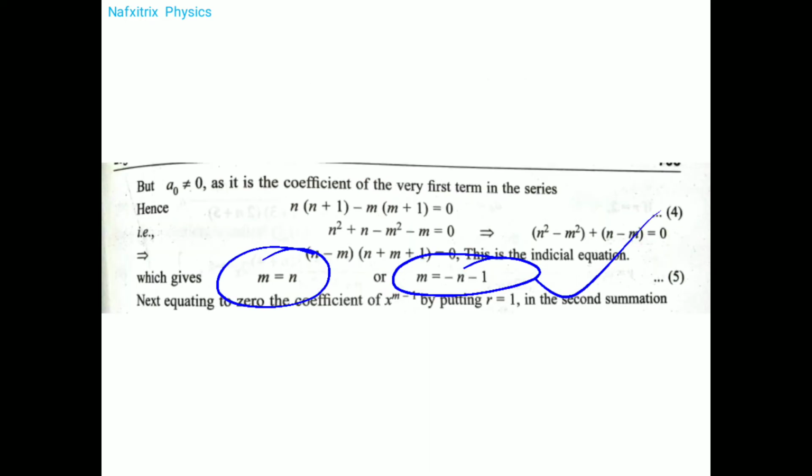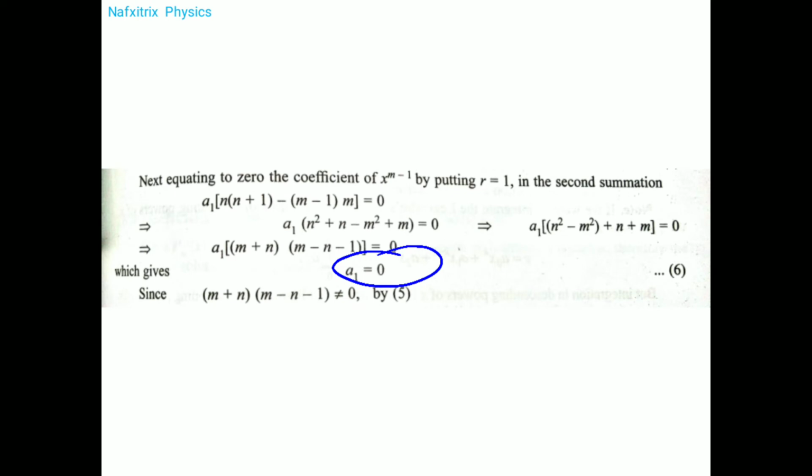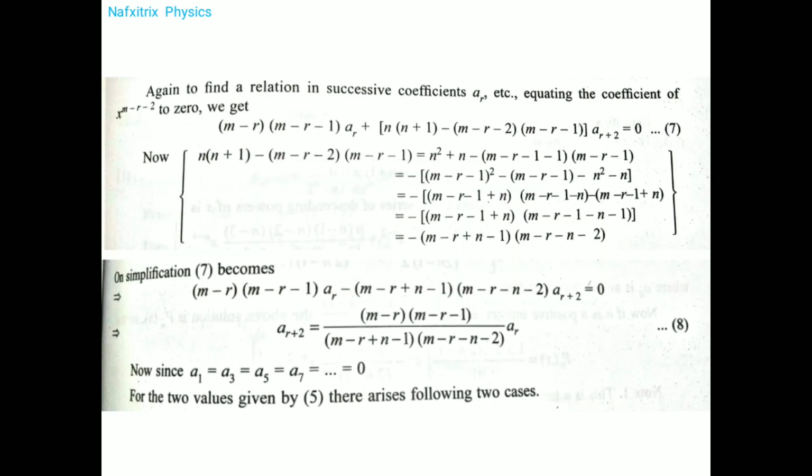So these are the conclusions we have got. A1 equals 0, important conclusions, these two conclusions. And again, to find a relation in successive coefficients Ar, etc., equating the coefficient of x power m minus r minus 2 to 0, we get. So for various other powers, like that only we can continue.